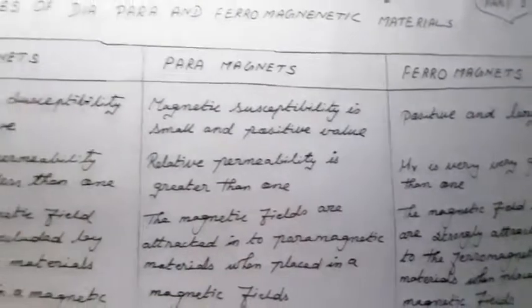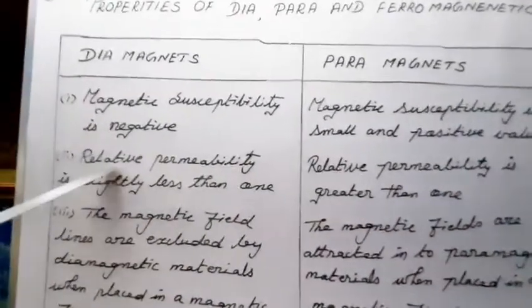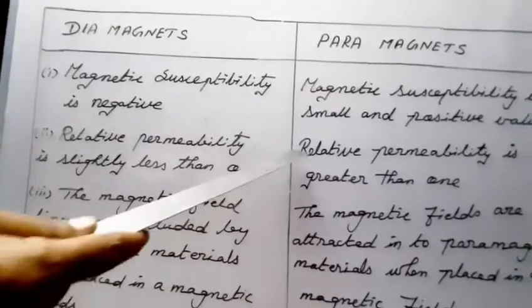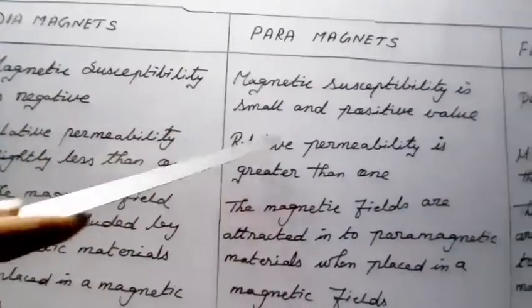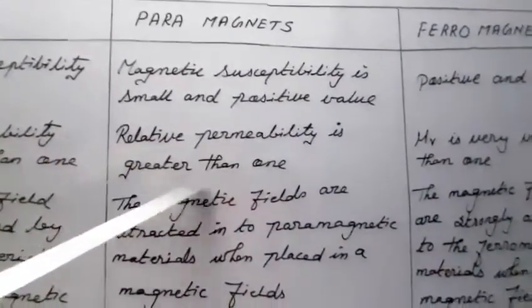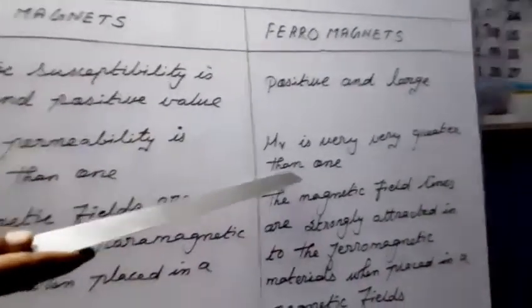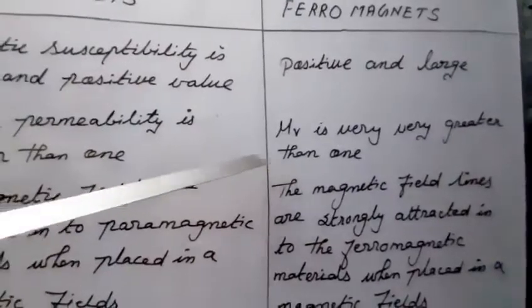And second point: under diamagnets, the relative permeability is slightly lesser than 1, and in paramagnetic materials the relative permeability is greater than 1, and in ferromagnets the relative permeability is much greater than 1.